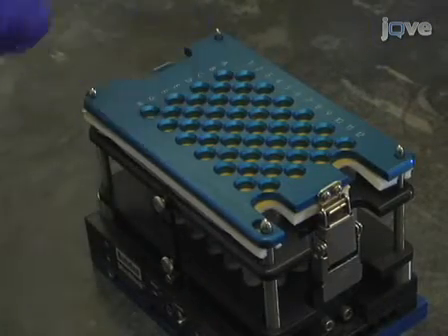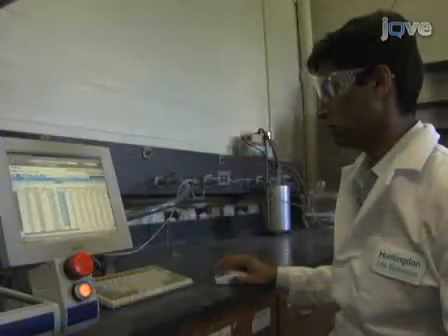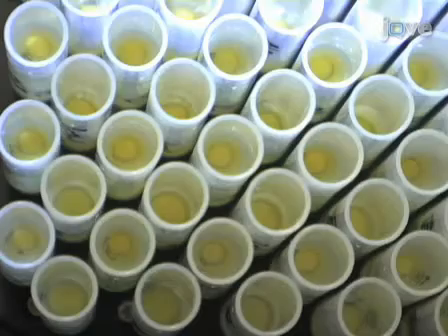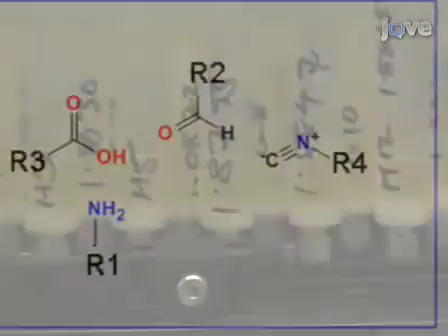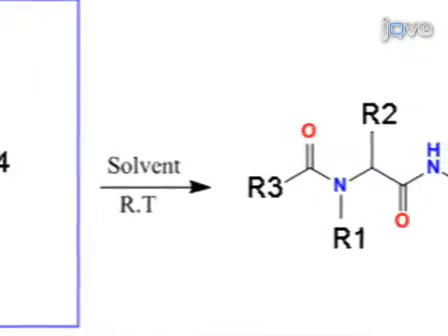Today we present the optimization of a Ugi reaction using Mettler-Toledo's Minimapper and MiniBlock technologies. First, we'll show how to program the Minimapper to do liquid handling. Second, we'll do the isolation of the product with parallel filtration. And finally, we'll do the characterization using IR and NMR techniques. So let's begin.